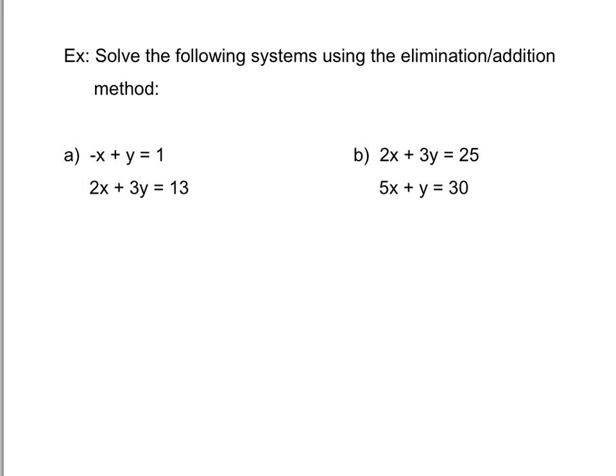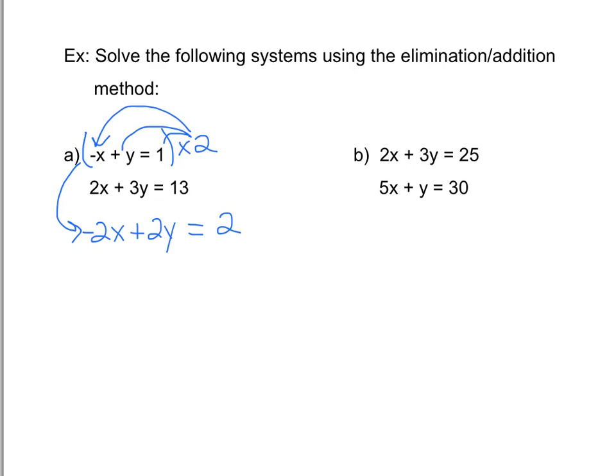What we're going to do now is we're going to make the coefficients, these numbers here in front, be the same. So what do I have to multiply this negative x by to make it negative 2x so that it has a 2 in front of it? Well, we're going to multiply it by 2. So I'm going to multiply the whole equation by 2. So now my equation becomes 2 times negative x, that gives me negative 2x. 2 times y, that's plus 2y. And 2 times 1, so that equals 2. So that's the first equation.